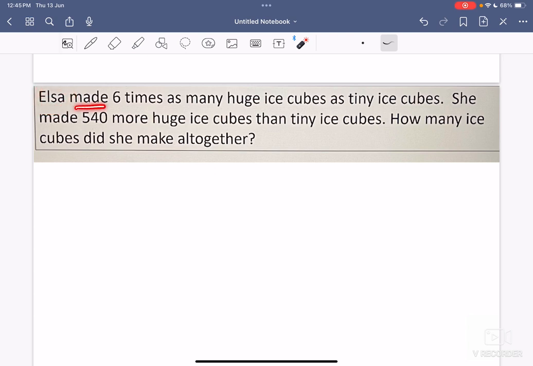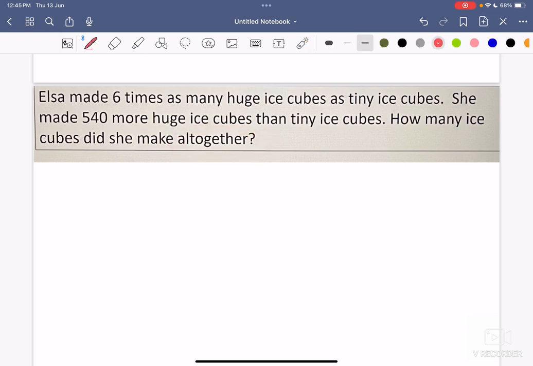Elsa made 6 times as many huge ice cubes as tiny cubes. Okay, so we have been comparing between 2 people, right? So now we change a bit. We are comparing between 2 items, huge ice cubes and tiny ice cubes. Continue: she made 540 more huge ice cubes than tiny ice cubes. How many ice cubes did she make all together?